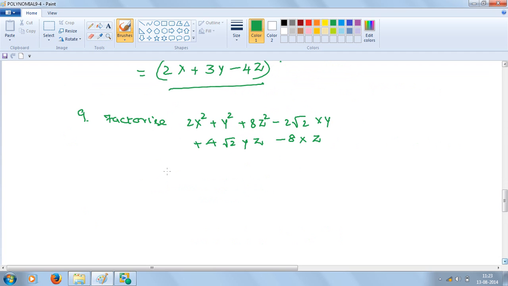So we'll factorize next problem. 2x square plus y square plus 8z square plus 2 root 2 and all you are getting. So how we get clue? 2x square you can write as root 2x the whole square plus y square plus now z is 2z, no sorry, it is 2 root 2 z the whole square. 2 root 2 when you square is 2 square is 4, root 2 when you square it become 2, z square.